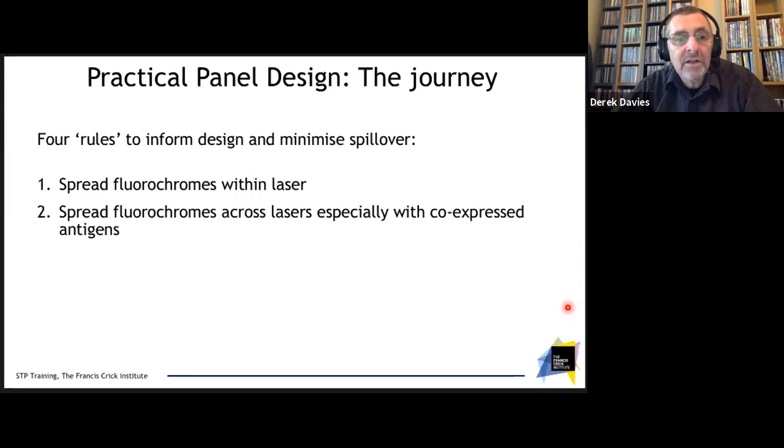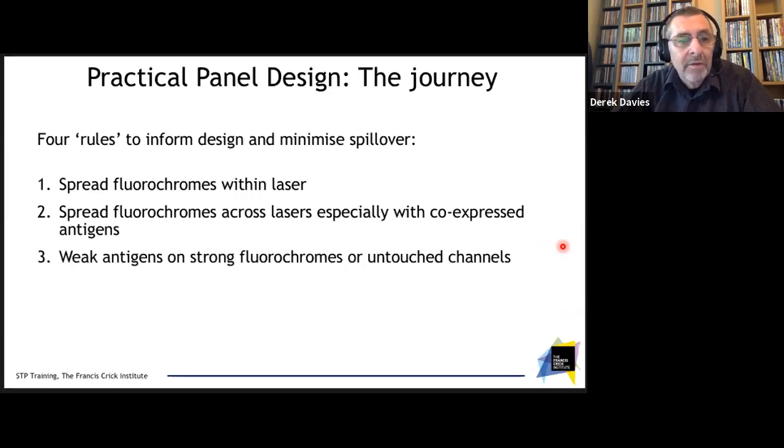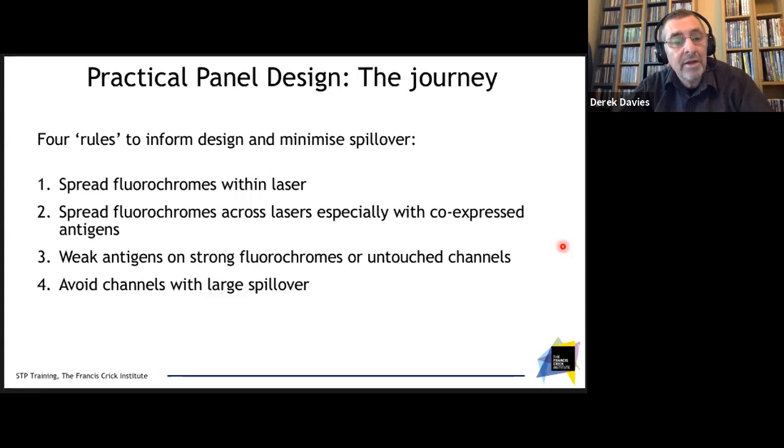So if I've got more colors, let's start thinking about spreading my fluorochromes across lasers, particularly, again, if I've got co-expressed antigens, because I'm going to get less overlap if my fluorochromes are on different lasers. Not necessarily no overlap, but less overlap. As we've seen, try and put our weakly expressed markers on our brightest fluorochromes, or in areas of the spectrum where we get lower background, lower autofluorescence. And then try and avoid channels where we have large spillover. Now that sometimes is going to be impossible. We may have to use all the detection channels, and we know when we have 2 detection channels that are quite close together in the electromagnetic spectrum, we're going to have a lot of spillover. But we can use that to our advantage, as we'll see, I hope, a little bit later.